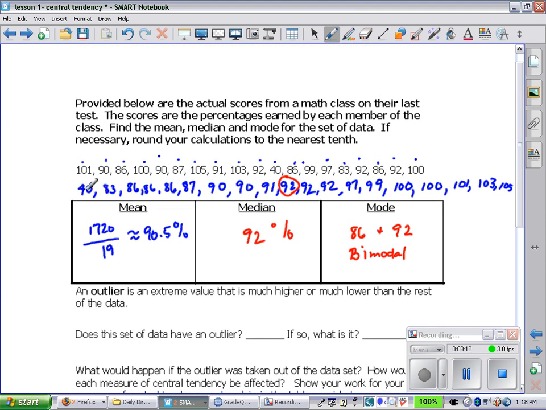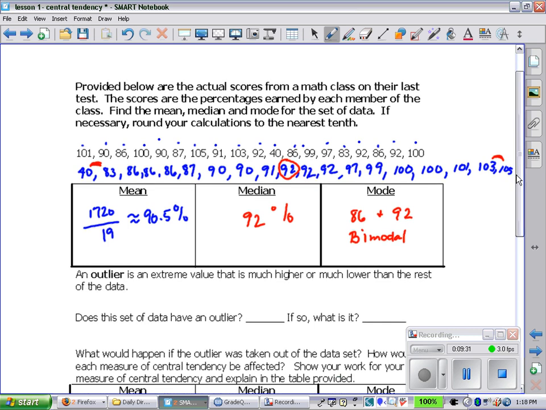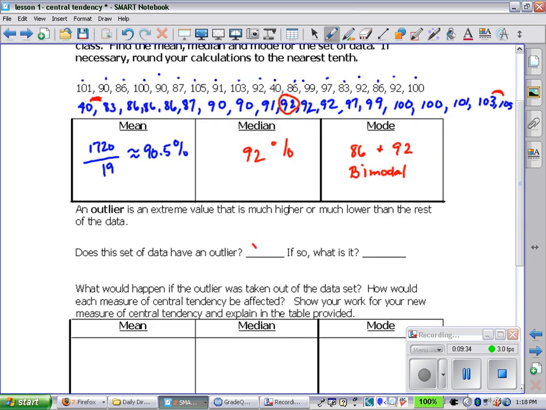Our bottom number is 40. Our top number is 105. If you look at the numbers in between, the next number up from the bottom is 83. So there's a gap of 43 between the lowest and the second lowest. Up here, there's only a gap of 2 between our two highest numbers. So of those two, I would say that yes, there is an outlier. That 40 doesn't fit very well, so 40 would be our outlier.